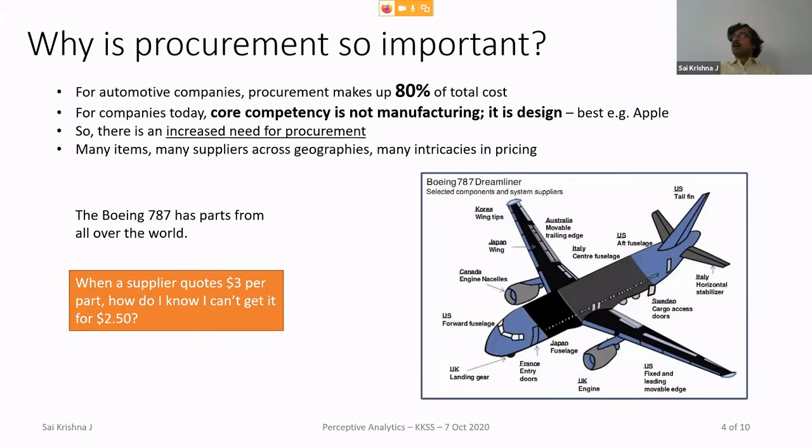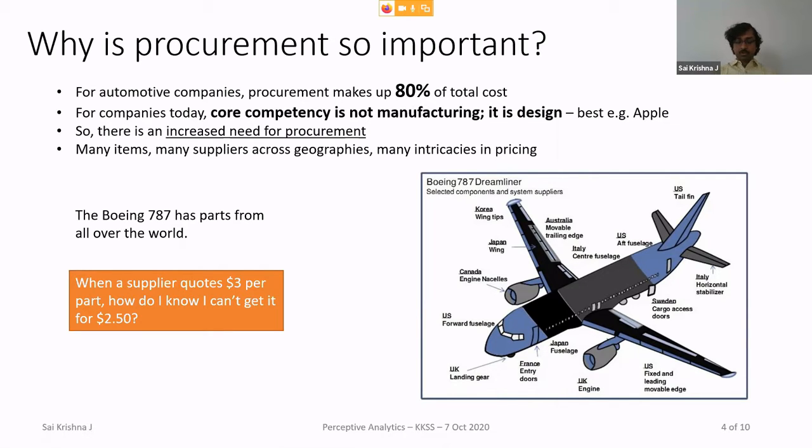At a high level, I'm just buying something from someone, paying some money for that, and getting decent quality products. But what makes this activity so complicated? For example, for automotive companies today, procurement makes up 80% of the total cost. So why does this make up so much of my entire cost?